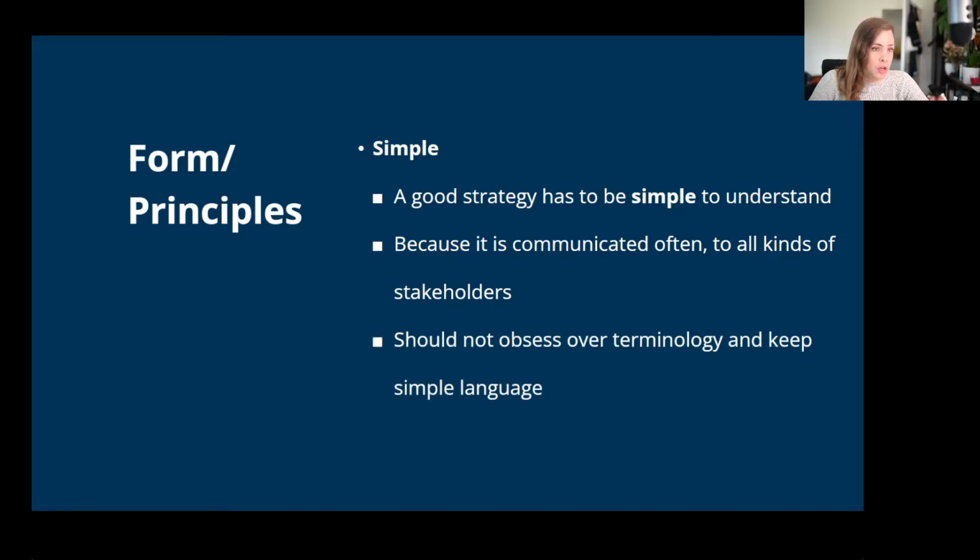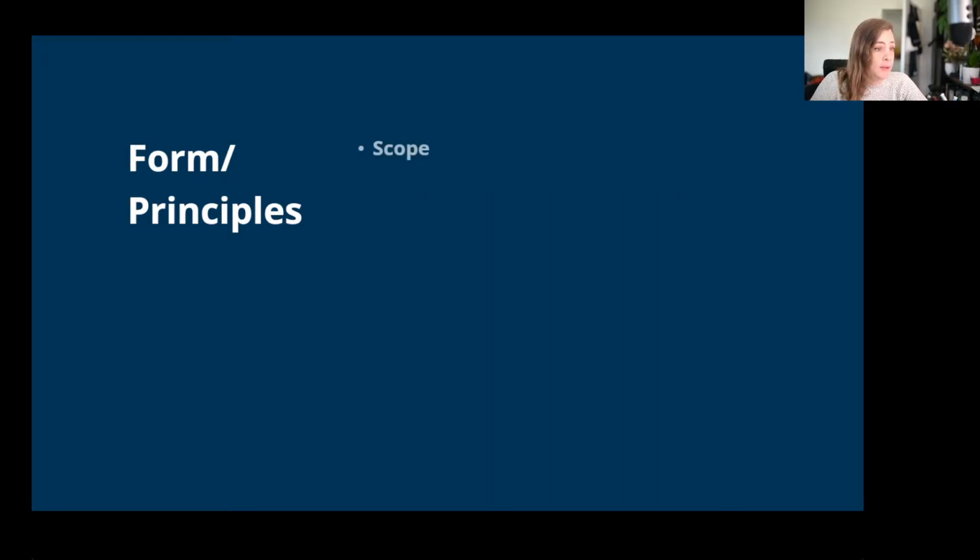You should not obsess over terminology. It's important, this is about creating alignment, and you should still keep simple language. Don't use abbreviations if you absolutely do not have to. The strategy is for everyone in your company, as much as support, marketing, sales, product, growth. Doesn't really matter. Don't obsess over the terminology and keep simple language. This is about creating alignment. This is about the outcome that you have in the end.